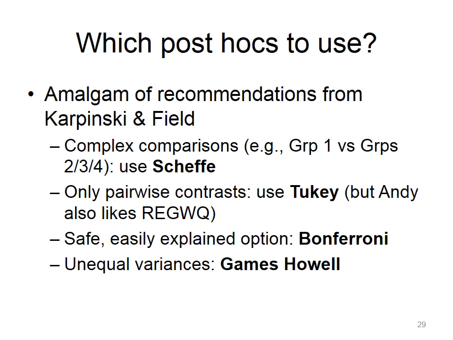So what would you use? Pulling together recommendations from Karpinski, Andy Field, and Logic, here is the basic set of options, I think. If you have complex comparisons, like group 1 versus groups 2, 3, and 4 together, use Scheffé. If you're only doing pairwise contrasts, use Tukey or Bonferroni. Several authors prefer Tukey because it is less conservative, but what I like about Bonferroni is its simplicity. It's so easy to explain, alpha divided by the number of tests. And if you have unequal variances, use Games-Howell.